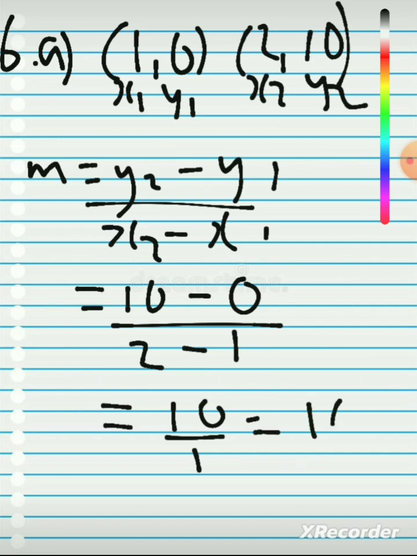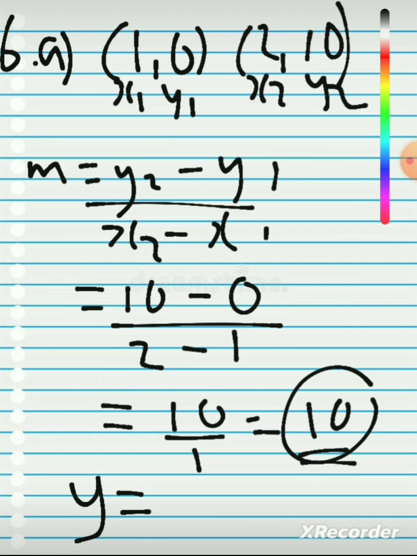10 divided by 1 is 10. That's the gradient. Next, they want us to find the y-intercept. So we continue, since we have 10 here, we can put it in our equation of the straight line.